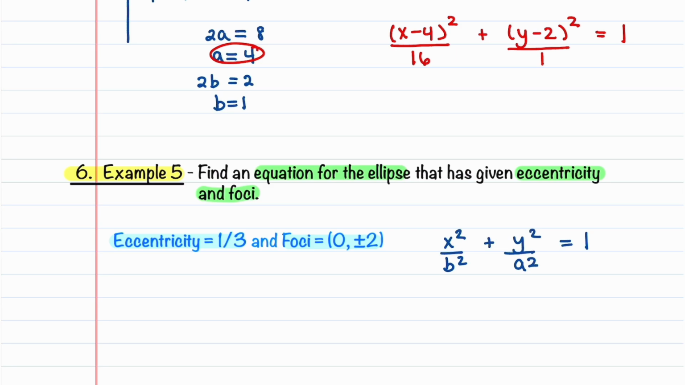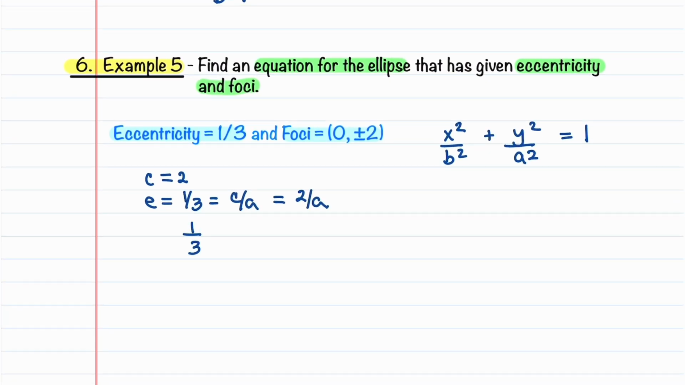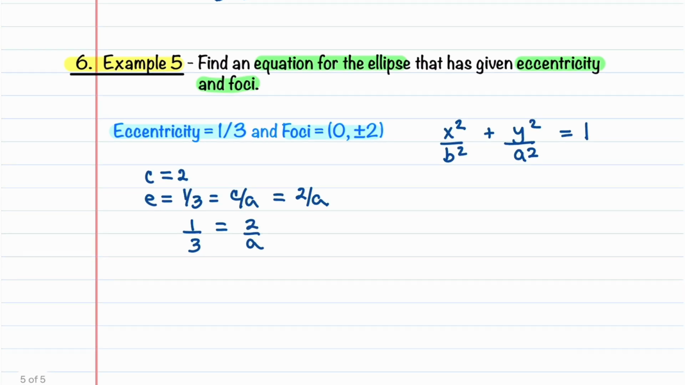We're given that our foci are (0, plus or minus 2), so that means that c is equal to 2, and we're told that our eccentricity is 1/3, and that's equal to c divided by a. Plugging in, c is just 2 divided by a. So let's write it like this. We have 1/3 is equal to 2 divided by a. If we cross multiply, we get that a is equal to 3 times 2, which is 6. Now we need to find our b.